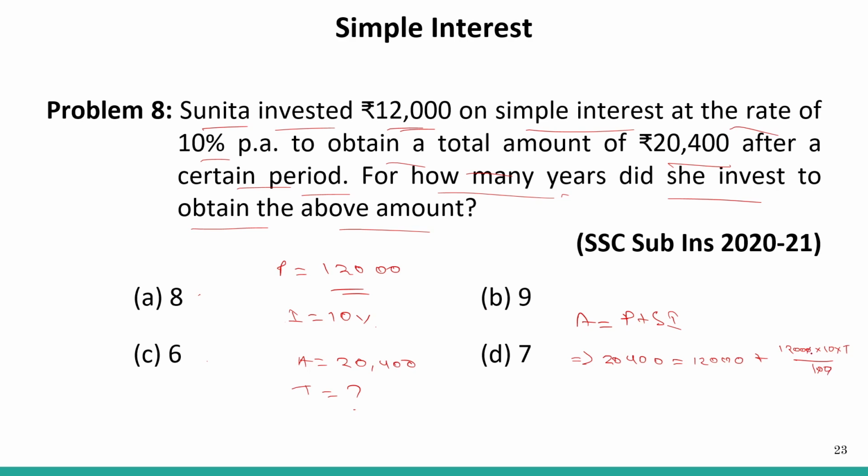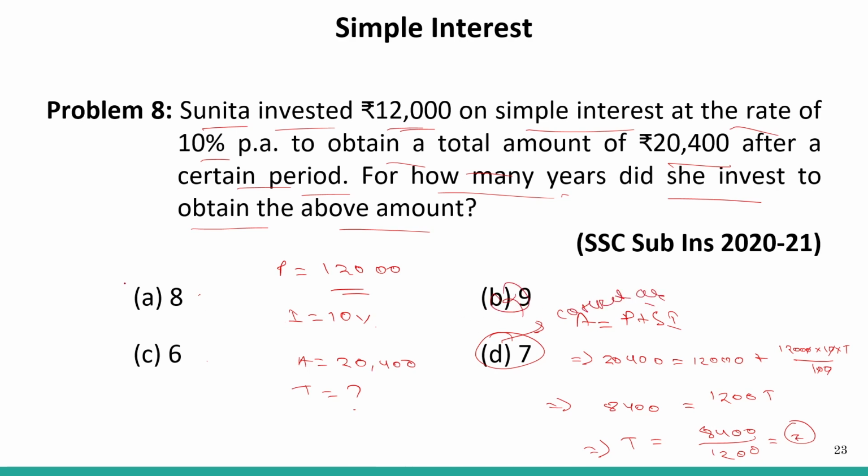So cancelling these zeros out from here, what we are left with is 8,400 is equal to 1200 T. So this implies that T is equal to 8,400 by 1200. This is equal to 7, right? Because 7 into 12 is equal to 84. So the correct answer will be 7. So this will be the correct one.